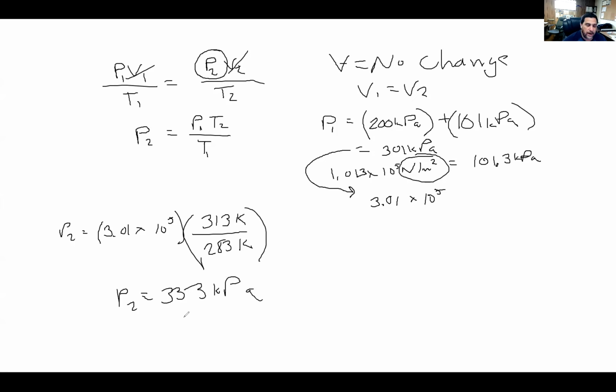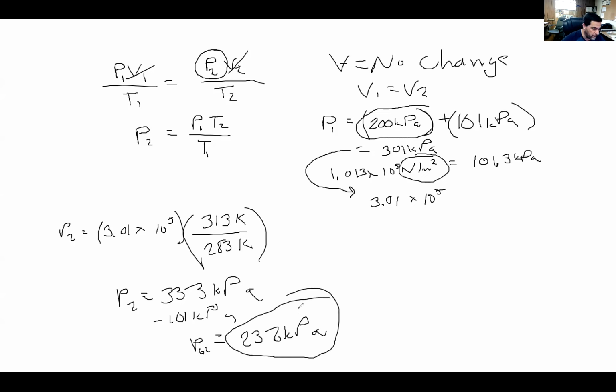Again, that is total pressure. If I subtract atmospheric pressure, my P2, or P gauge 2, is going to be 232 kPa. So P1 is 200. I end up with 232. It's about a 16% increase in what is shown on the gauge.